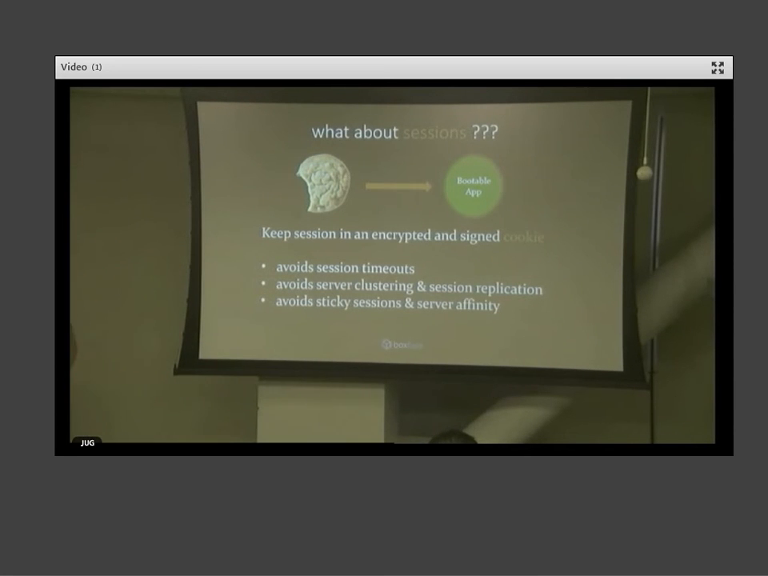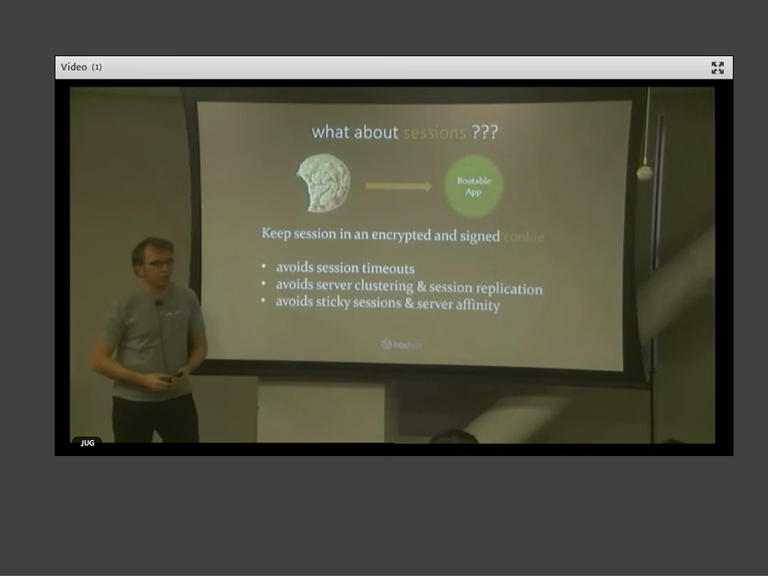For the JVM, there are very nice solutions. There is an open source project on GitHub. Just Google stateless session Java. You'll find it, and it's basically just a servlet filter. What you do is stick it in front of your application so that when you send out a response, it will take your session object in memory, serialize it, sign it, encrypt it, add it to the cookie header, and send it out to the client.